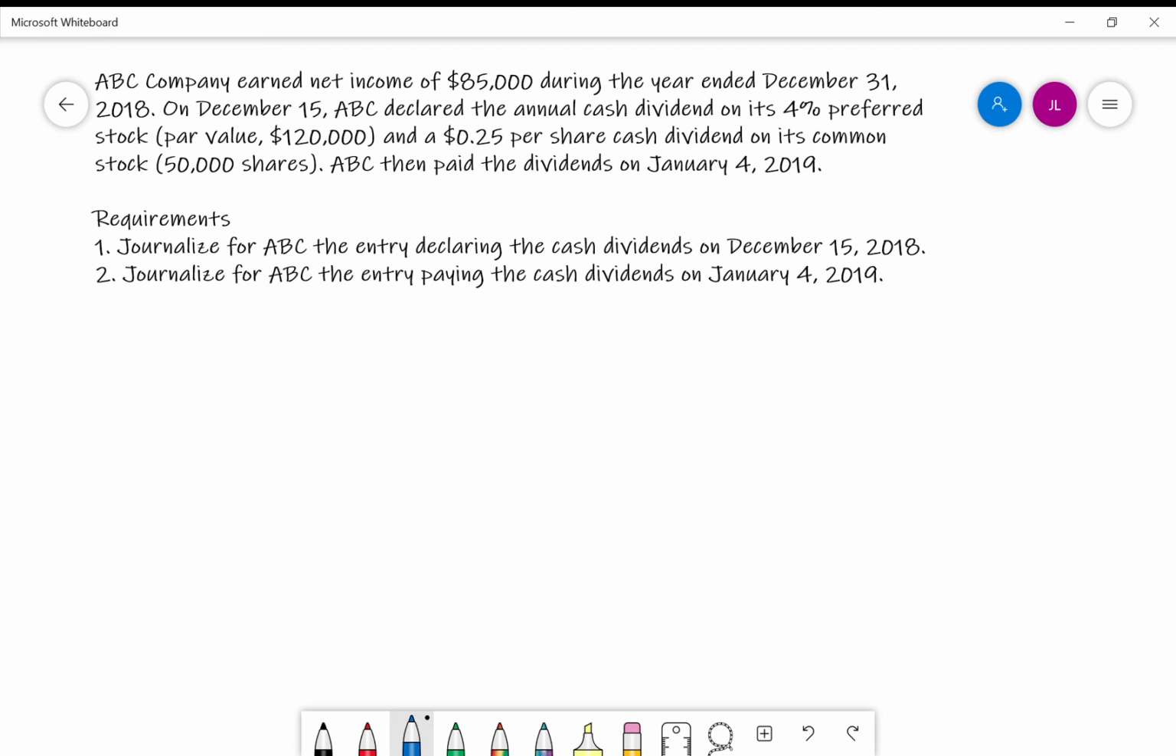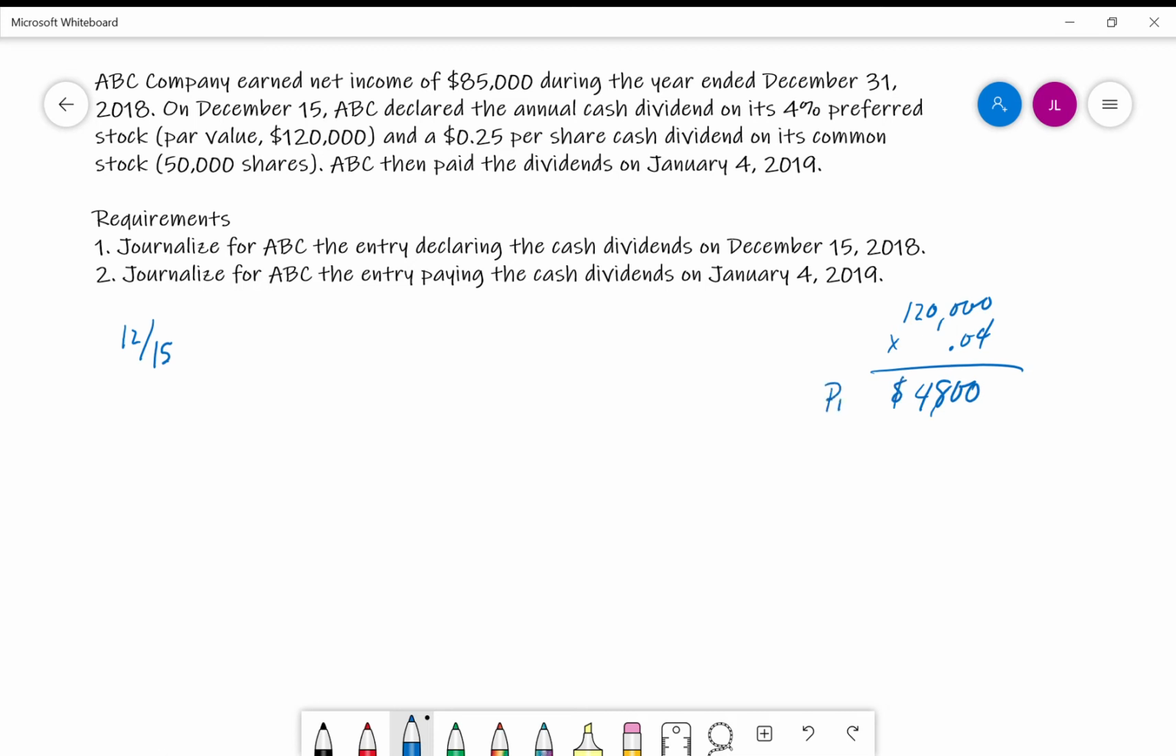So on 12/15, we are declaring the dividend. So we've got to calculate these things here, and on its preferred dividend, it's 4%. Our par value is 120,000. So if we multiply this by 0.04, we get 4,800.